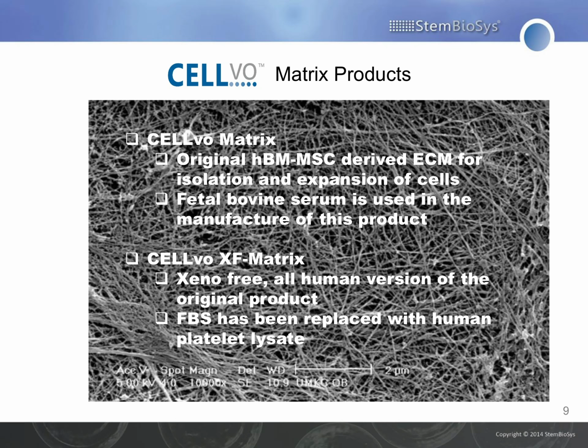So the CELLVO Matrix, we have 2 different formulations. The original made with human bone marrow mesenchymal stem cells, and we use fetal bovine serum when we make that product, when we're initially culturing those cells. We now also have available a xeno-free version, and in this case, we've replaced the fetal bovine serum with human platelet lysate. So this is an all-human product, and I'll show you some data in the following slides that speaks to the performance of both of these products.